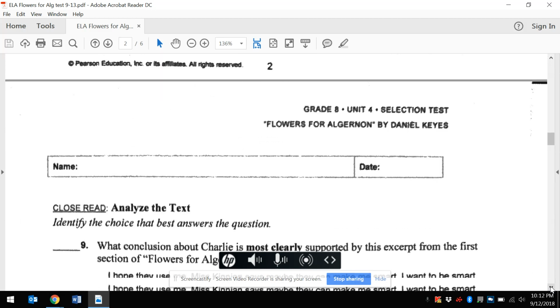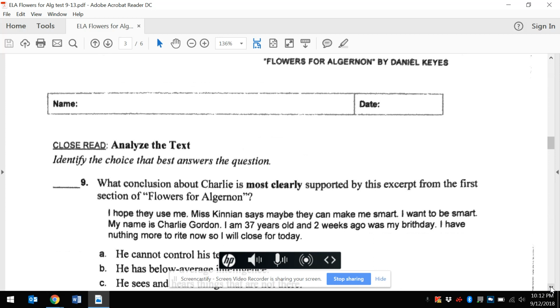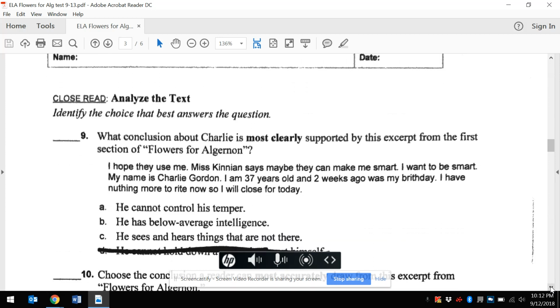Third page, analyzing the text. What conclusion about Charlie is most clearly supported by this excerpt from the first section of Flowers for Algernon? I hope they use me. Miss Kinnian says that maybe they can make me smart. I want to be smart. My name is Charlie Gordon. I am 37 years old, and 2 weeks ago was my birthday. I have nothing more to write now, so I will close for today.